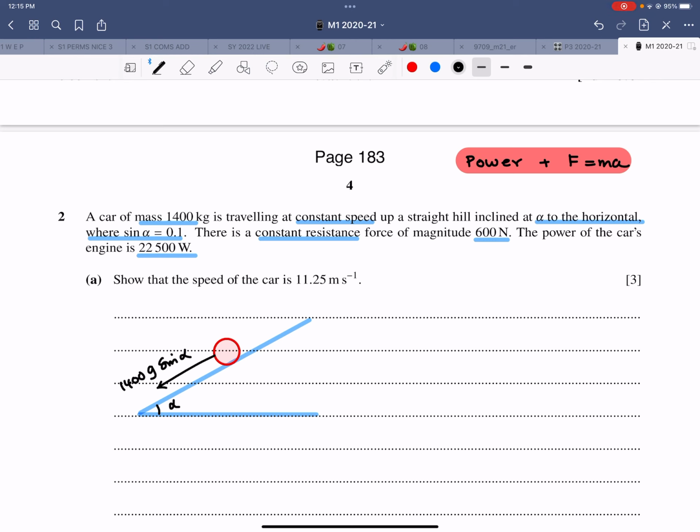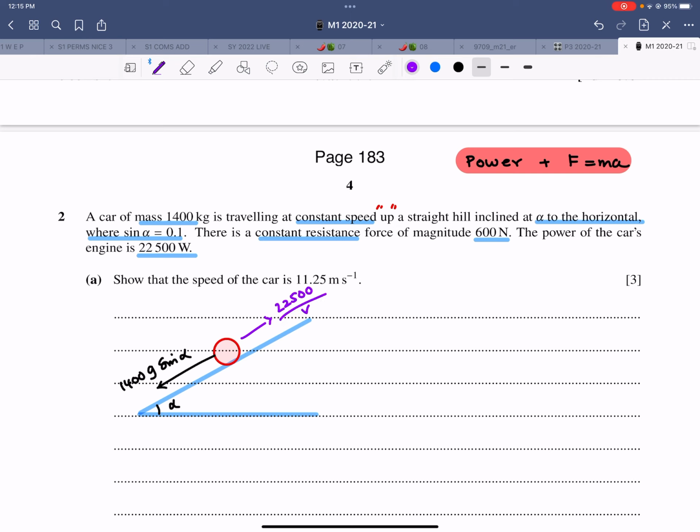It's traveling up a straight hill. So this is up. That means the engine force is acting up. So what is the force produced by the engine? That is power divided by velocity. That is what you are looking for.